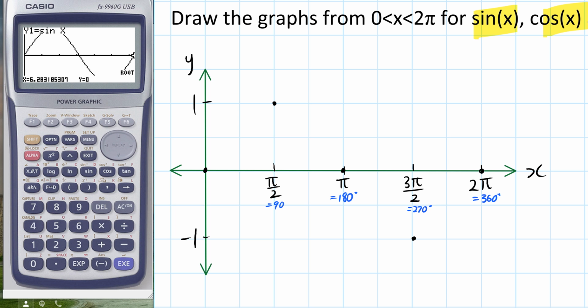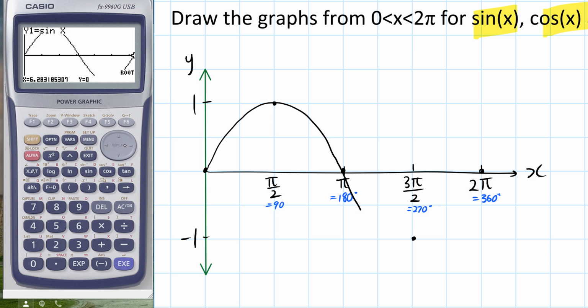And so when you're sketching it in, you've just got to remember that it's a curve that you're sketching, and so not a straight line, although I feel like I've just made that into a straight line. Let's just put that back. So a curve like that. There we go. So that's what sine looks like.